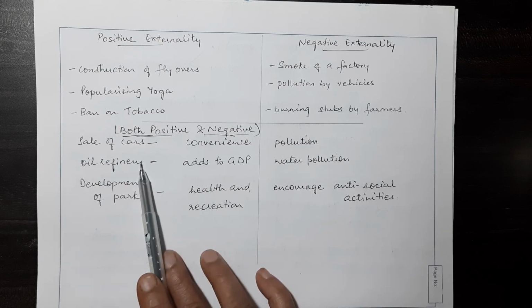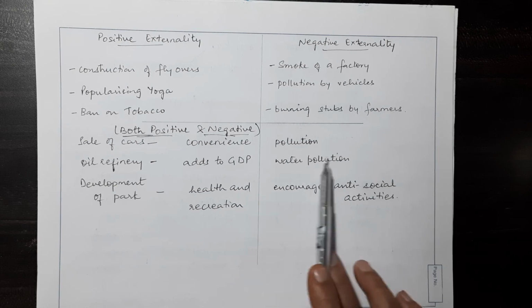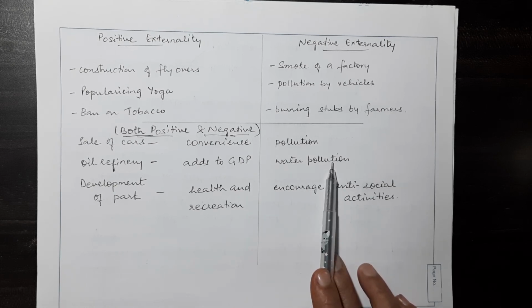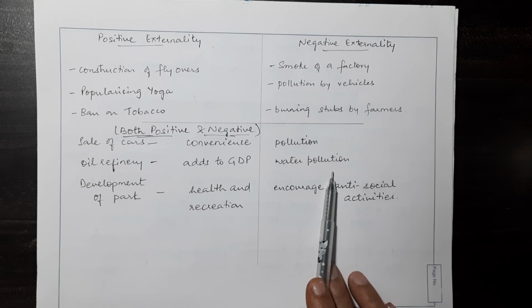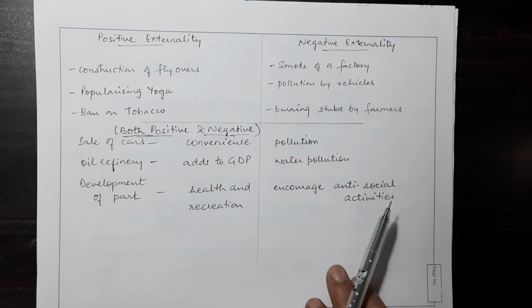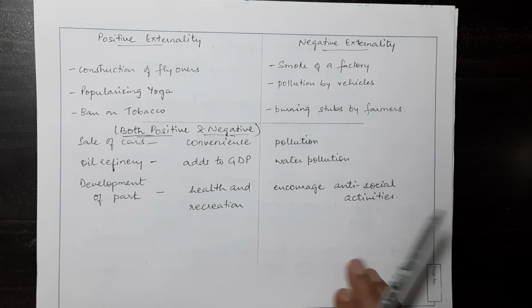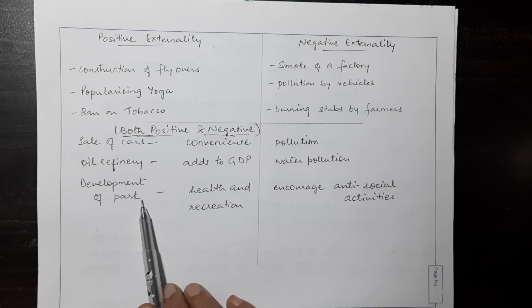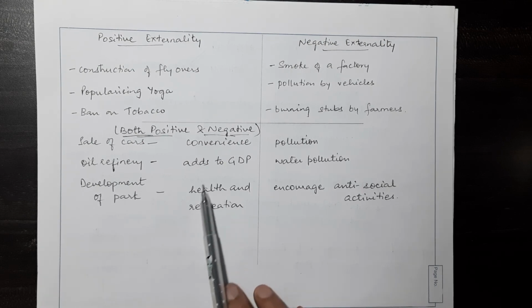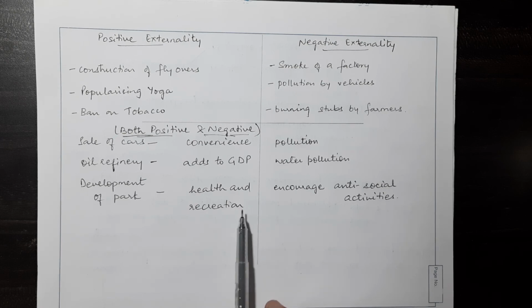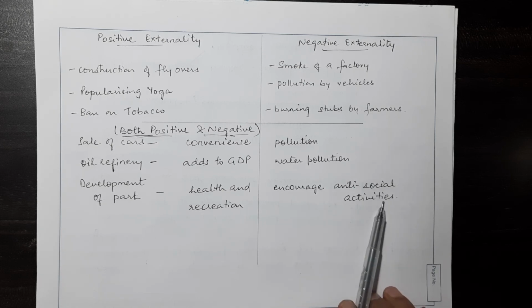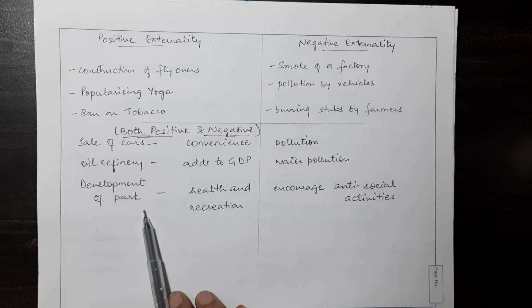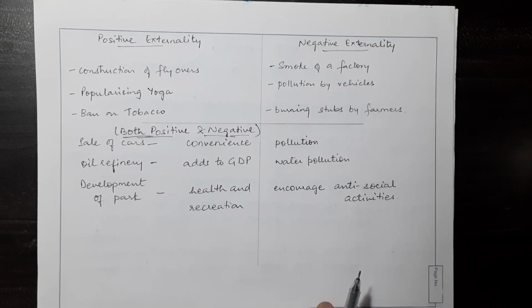Now, an oil refinery that is set up adds to the GDP, but it causes water pollution, and fish and other water beings can die, also causing harm to the fishermen. They might lose their jobs, isn't it? So that's a negative externality. Then development of a park in an area has a positive externality, because it improves the health of the people and also contributes to recreation, but it encourages antisocial activities. So this is a negative externality in the development of a park. Those were some of the positive and negative externalities based upon the GDP questions.